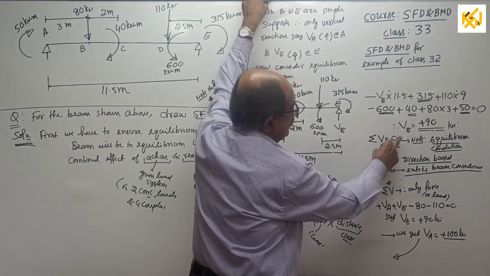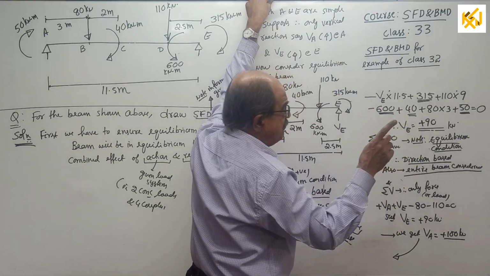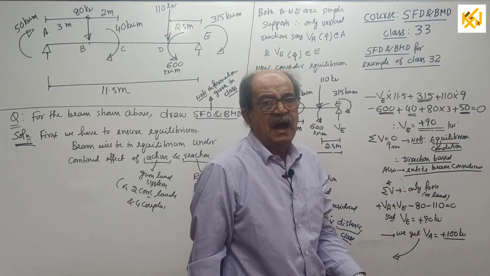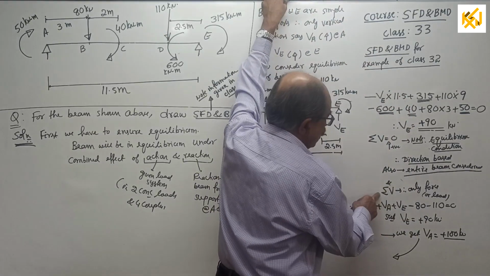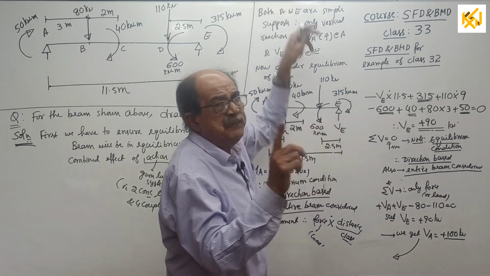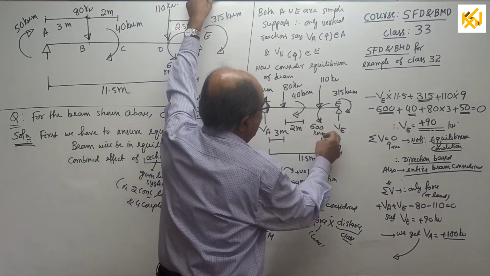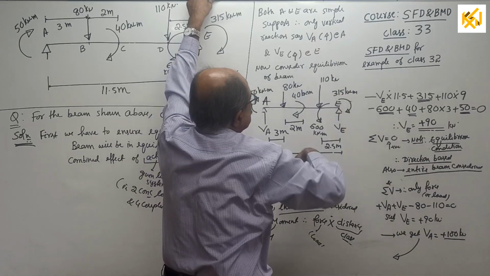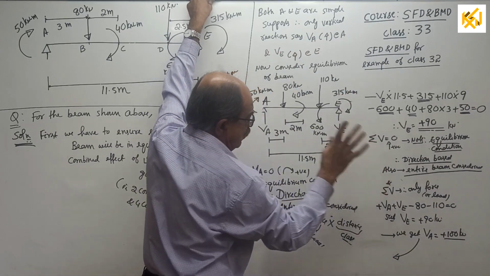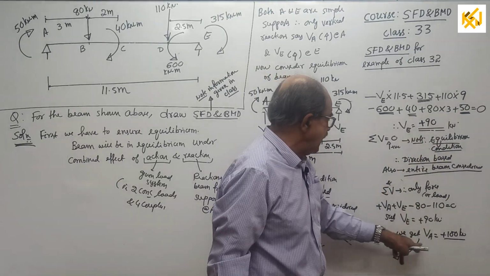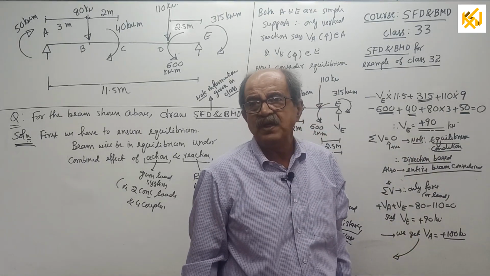And note, sigma V 0, equilibrium condition. Once again direction based. Our sign is upward positive. Also note, sigma V, only force or load, no couples now. So, plus VA plus VE minus 110 minus 80 equal to 0. Substitute VE equal to 90 plus. So, we get VA equal to 100 kilonewton.